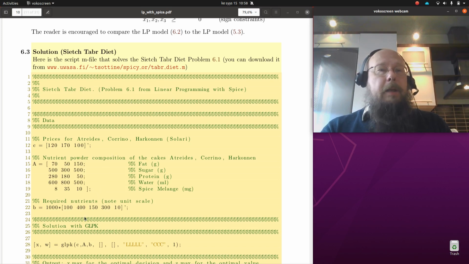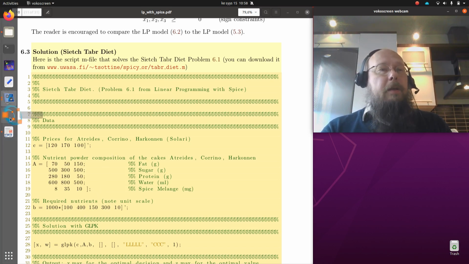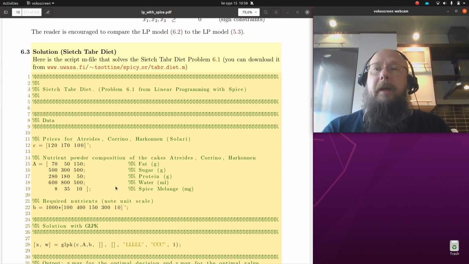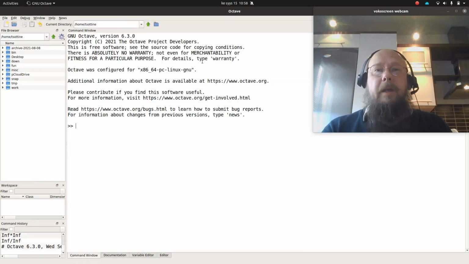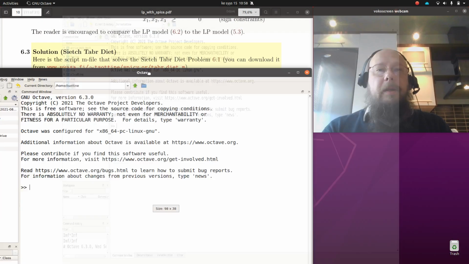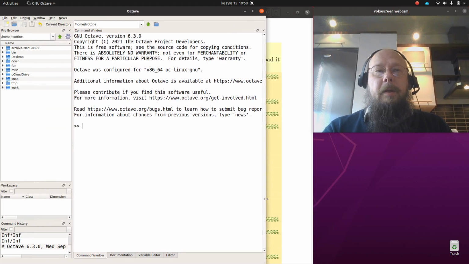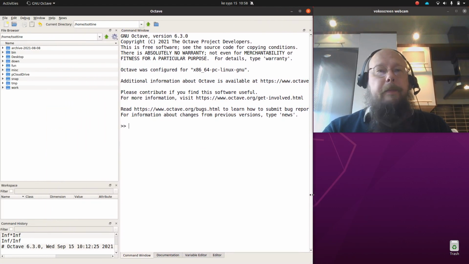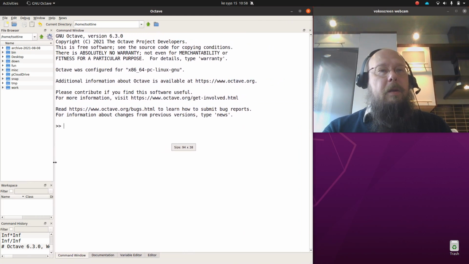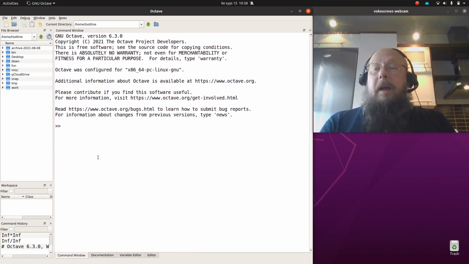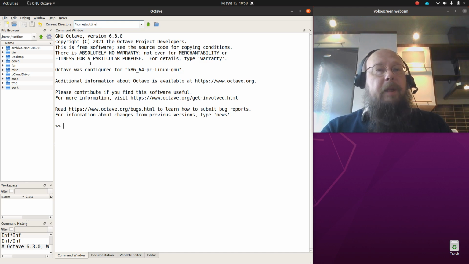We can analyze it here in the notes, but since it's an M file, let me open Octave. So here I have Octave open. Let me move this window so that it's not behind my face. And again, the first thing when you start Octave, check that you are working with the correct directory. This is not the correct one for me, so I have to change it.